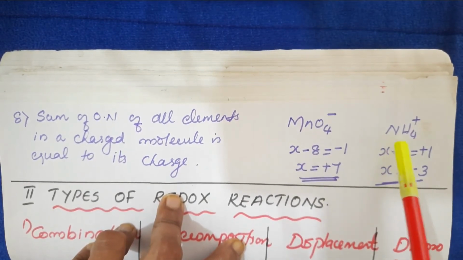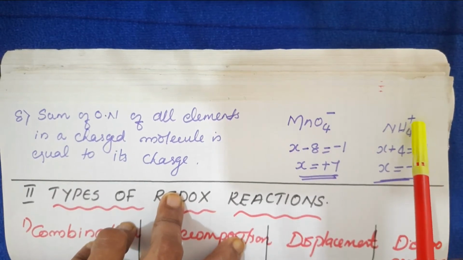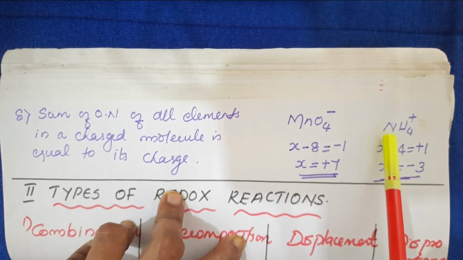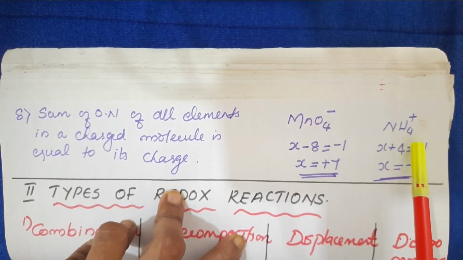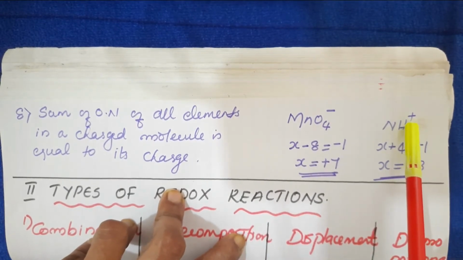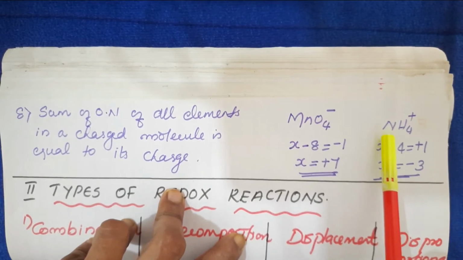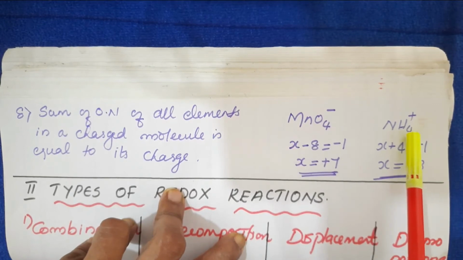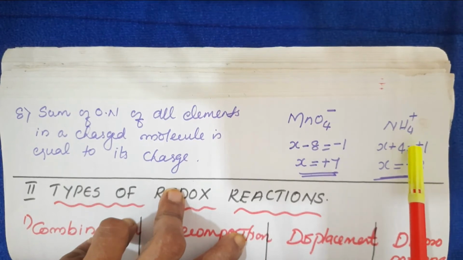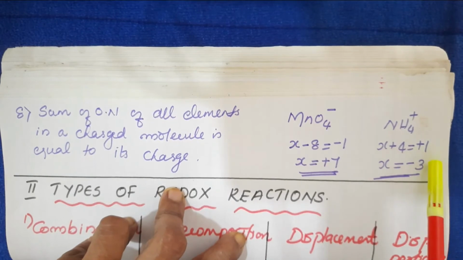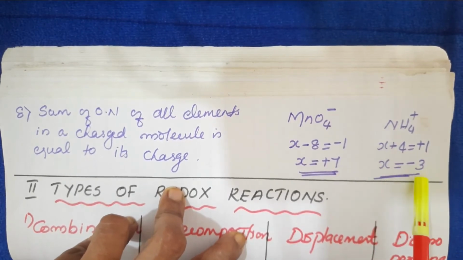Clear? One more example, NH4 positive. Again, it is very clear that it is not a neutral species, it is a charged species. Therefore, the oxidation number of nitrogen plus the oxidation number of hydrogen is not equal to 0. Then it is equal to its charge, positive 1. Nitrogen, oxidation number we don't know, therefore we are giving X. X plus, there are 4 hydrogen atoms and the oxidation number of one hydrogen is positive 1, and positive 1 into 4 is equal to positive 4. Therefore, X plus positive 4 is equal to positive 1. Therefore, X equals negative 3.